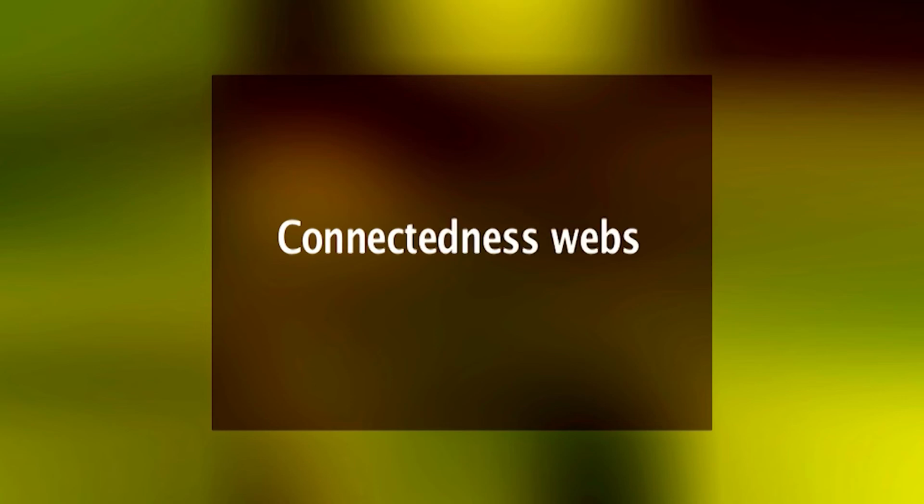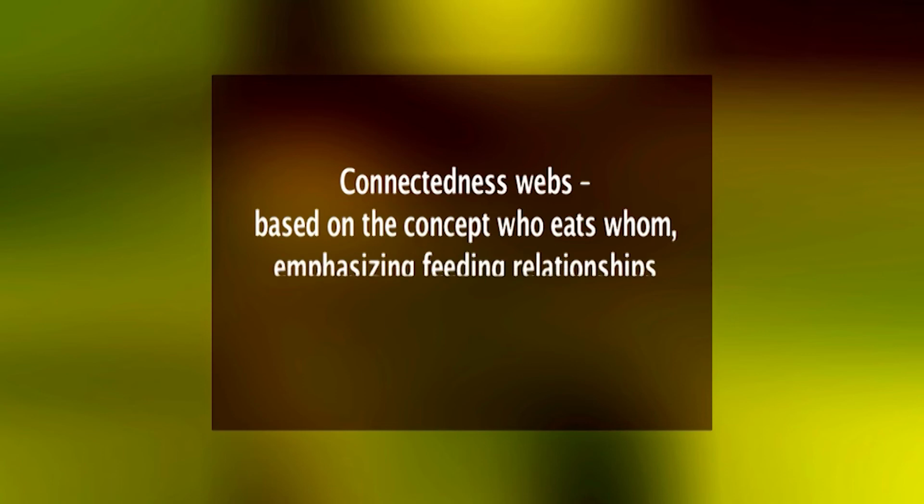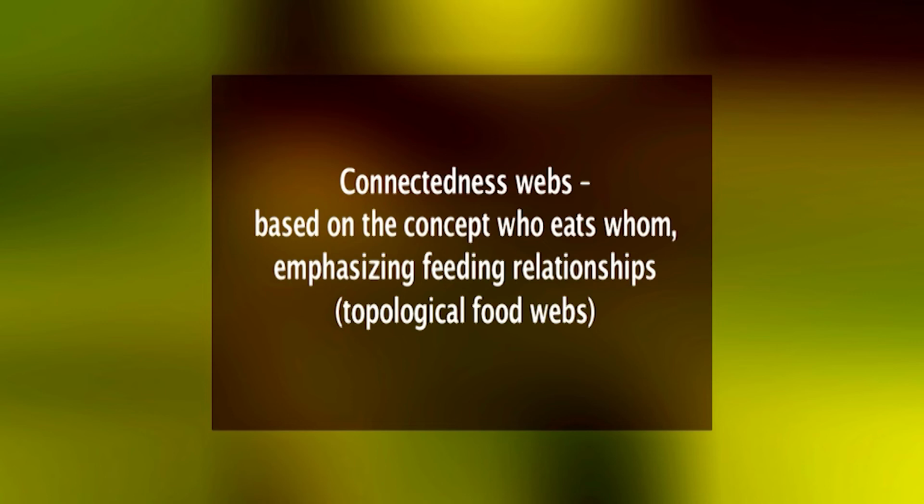Now, let's talk about the types of food web. According to Pimm, there are 3 types of food webs. Number 1, connectedness webs. These are based on the concept of who eats whom, emphasizing the feeding relationships. These are also known as topological food webs.